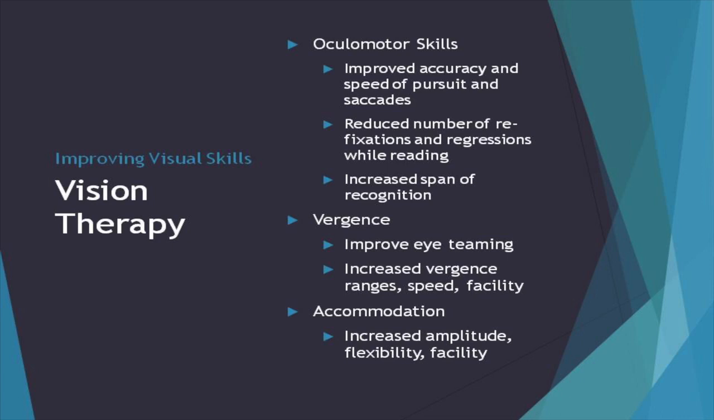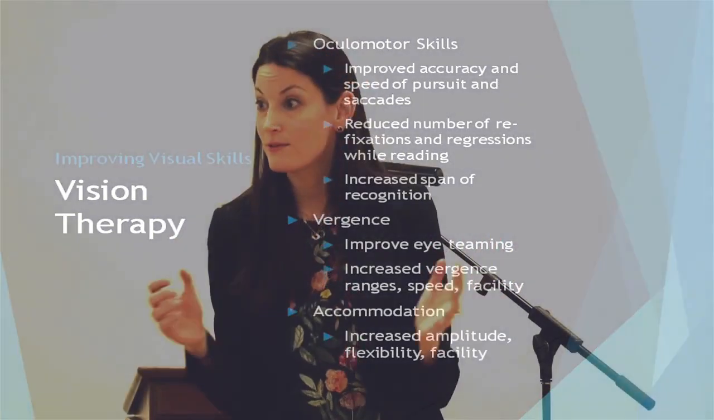For vergence eye movements, we want to improve their depth perception and their speed of it. So can they converge? Can they maintain their eyes as a team? And can they track while they're doing it? And accommodation, or eye focusing, is increasing their mostly amplitude. So can they endure an hour of reading, an hour of homework?